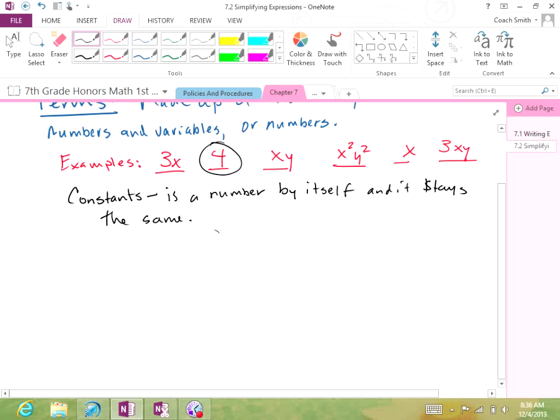Okay, now the part that people have trouble with is this next part, and that is like terms. Okay, like again, I don't understand why people struggle with this, but they do. I'm just going to be honest with you. I've been doing this for a long time, 19 years, and there are always going to be people that struggle with this concept of like terms.